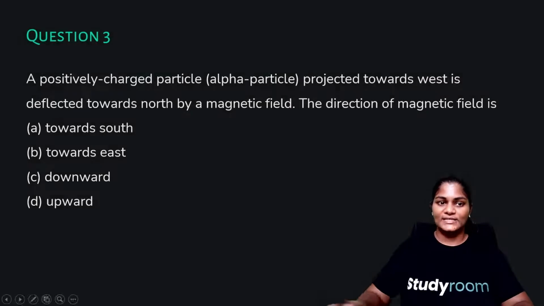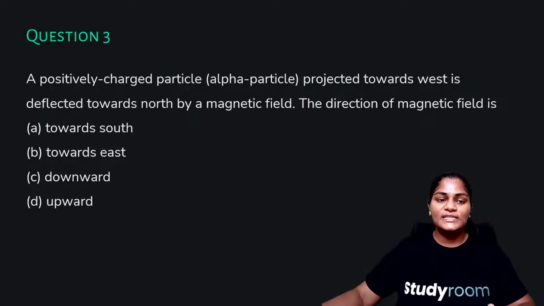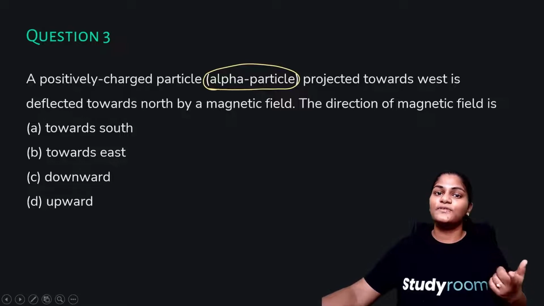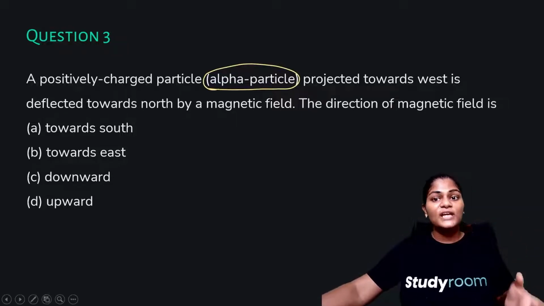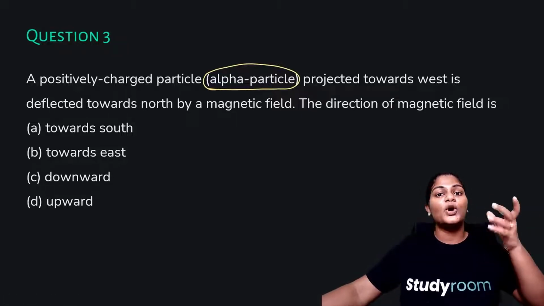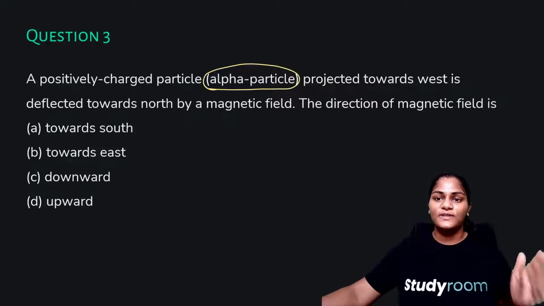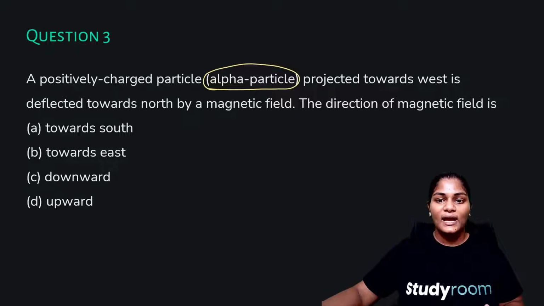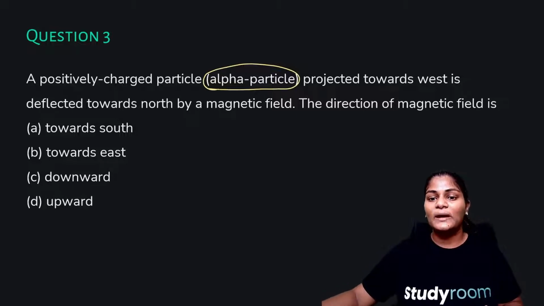Okay, great. Now, this question says that a positively charged particle or an alpha particle, this is a new concept for you. This is one type of positively charged particle. Like proton is positively charged, there is another type of particle called alpha particle, which is positively charged. So, it is projected towards west and is deflected towards north by a magnetic field.